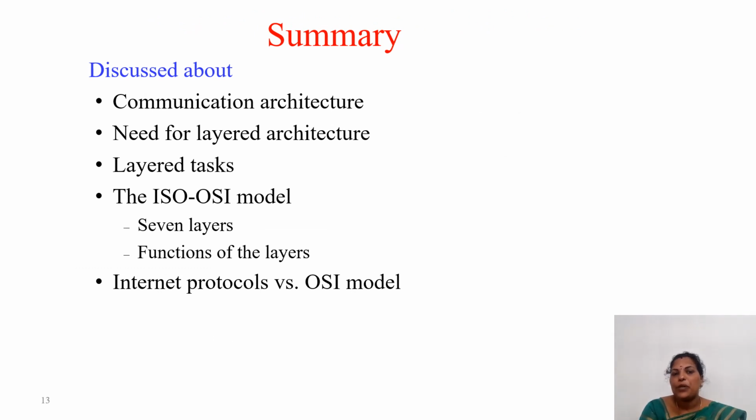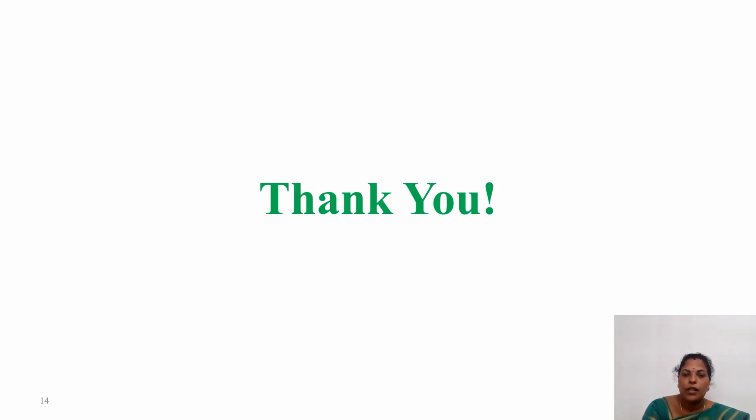So in this presentation we discussed the communication architecture, the need for layered architecture, then layered tasks, then the ISO-OSI model, the 7 layers in the ISO-OSI model and the functions of each and every layer, and the difference between internet protocols and the ISO-OSI model. In the next presentation we will be discussing in detail all the 7 layers of the ISO-OSI model. Thank you.